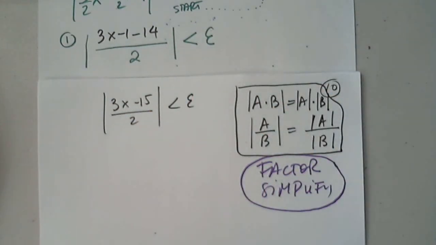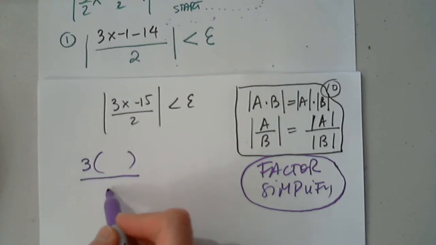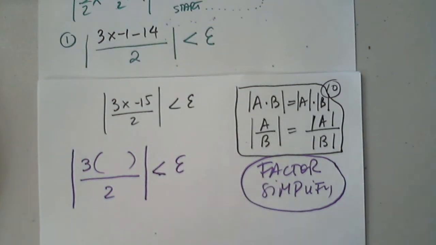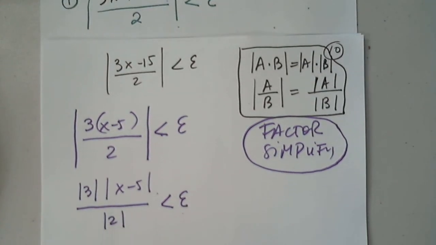Okay, so what should I do to the numerator? Factor out 3. Excellent. What is left in parentheses? Do not touch the absolute value. You saw how difficult the absolute value is. Don't touch it. So what do I have in parentheses? X minus 5. Brilliant. Now I have to use these properties. I have to write them as they are. The top is a product, so I have the absolute value of 3 times the absolute value of x minus 5. And the denominator is the absolute value of 2, less than epsilon, of course.